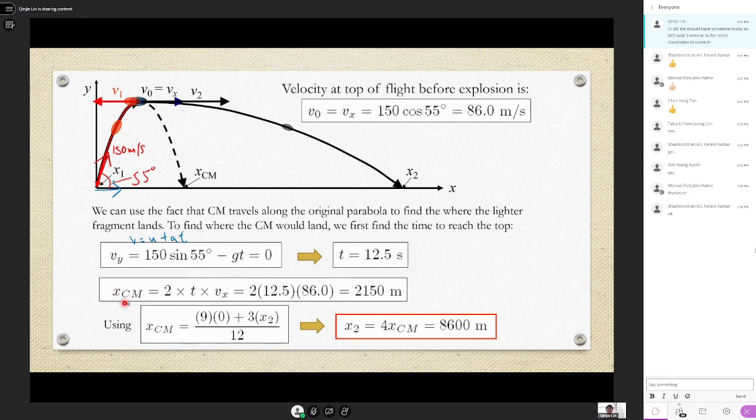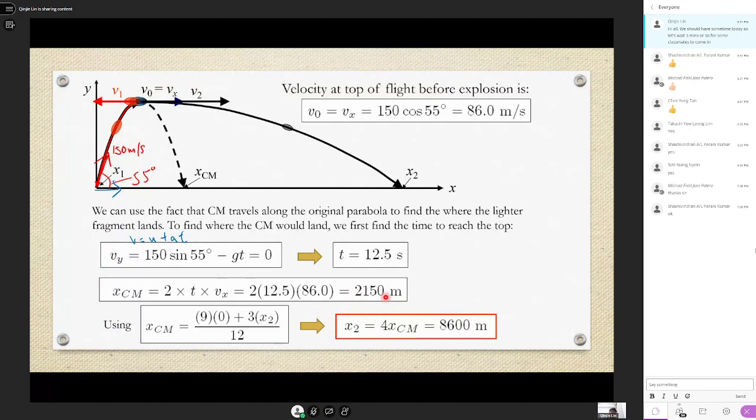This is how we find where the XCM is. We already know the horizontal speed. We just need the time, right? We need the time to find the XCM. Speed times time gives you distance. So the total time taken will be 2 times 12.5, because you go up and come down, right? You go up and come down. So 2 times 12.5, times the horizontal velocity, which we have already calculated here. That will give you XCM at 2150.